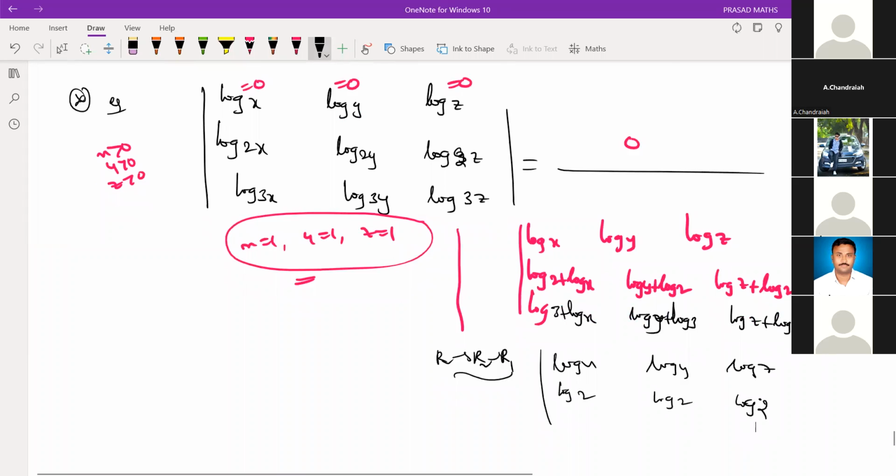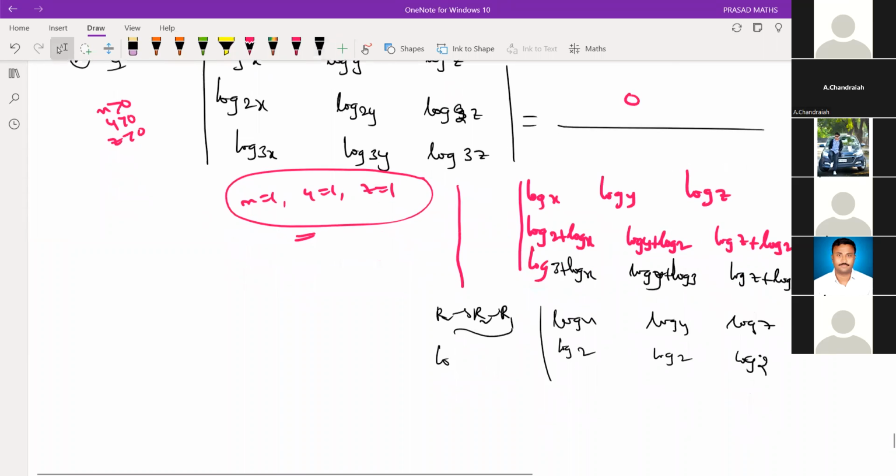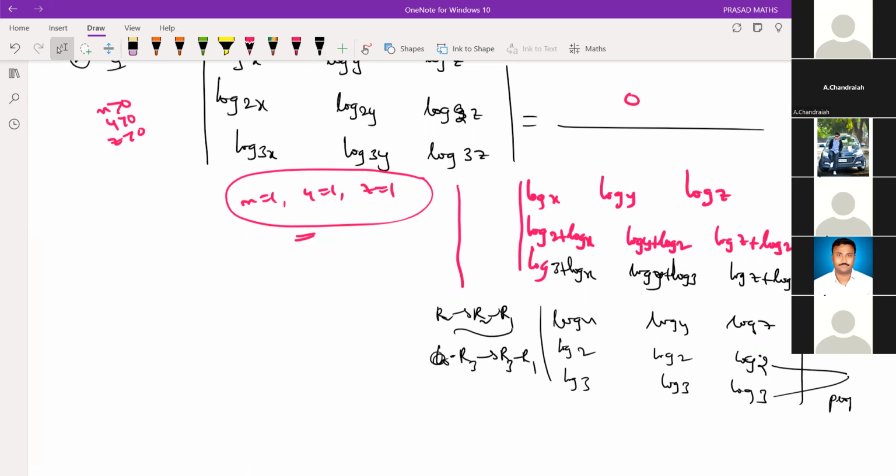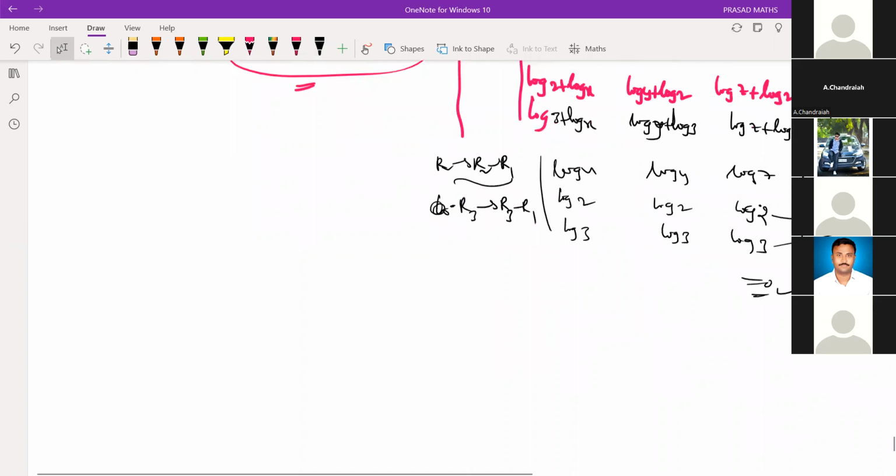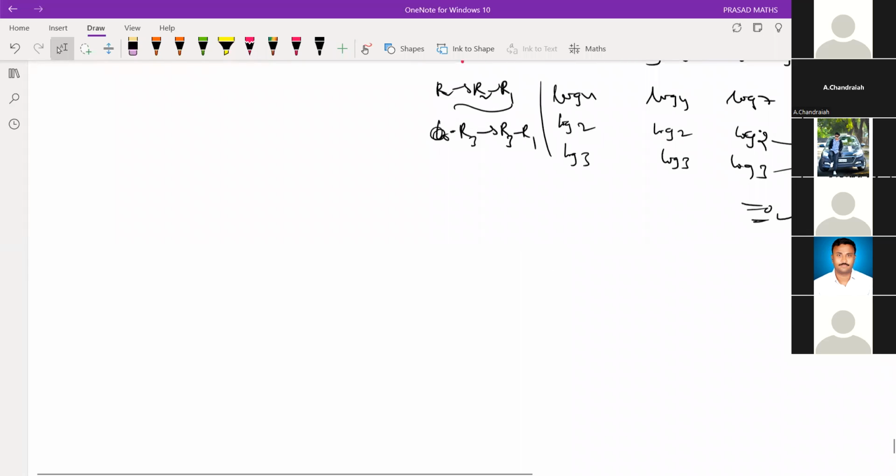Again, applying the same row operation, R3 minus R1: log 3, log 3, log 3. Therefore these two rows are proportional, therefore the determinant is 0, right? Is it clear? Okay.